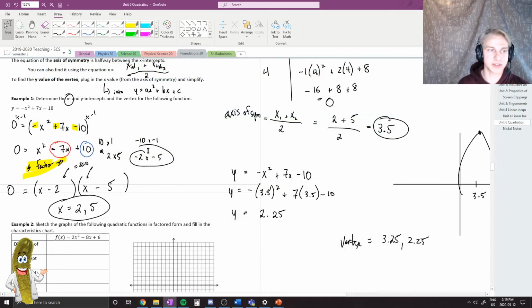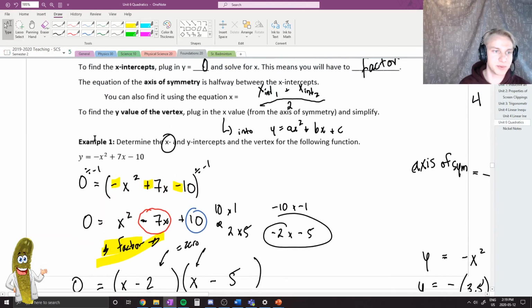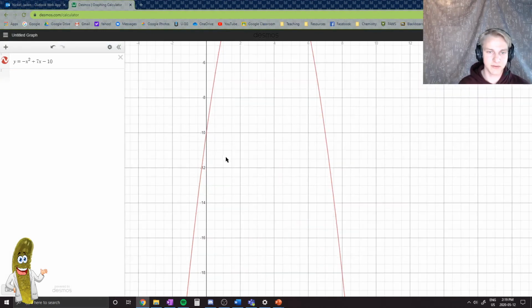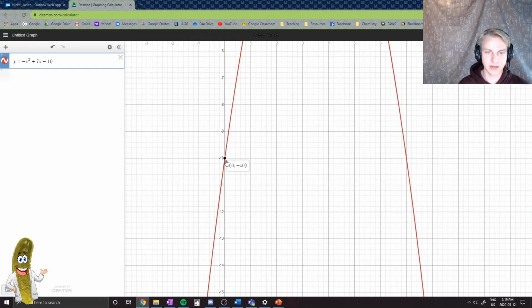And then the y-intercept, we would expect the y-intercept based on this to occur at negative 10. So we would expect the y-intercept to be equal to negative 10. And when we look at this graph, we can see that our y-intercept is in fact negative 10.